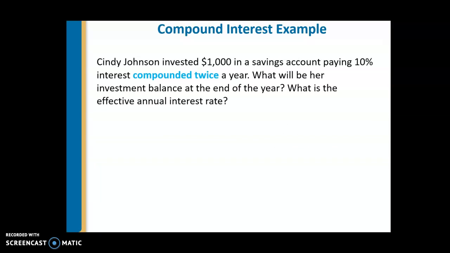Let's take a look at compounding interest for Cindy Johnson. Cindy Johnson invested $1,000 in a savings account paying 10% interest compounded twice a year. What will be her investment balance at the end of the year, and what is her effective annual interest rate?